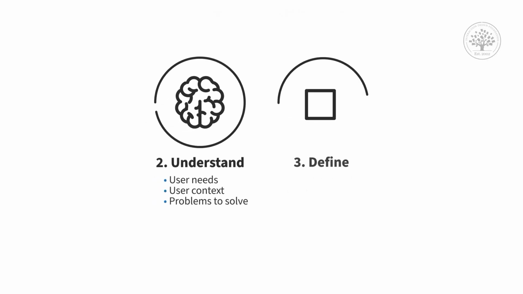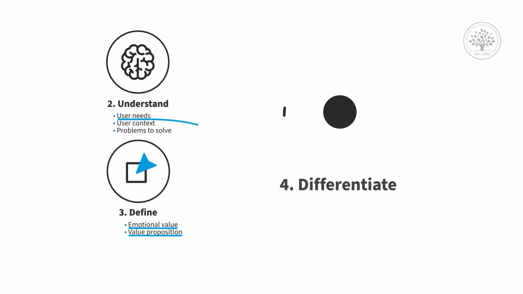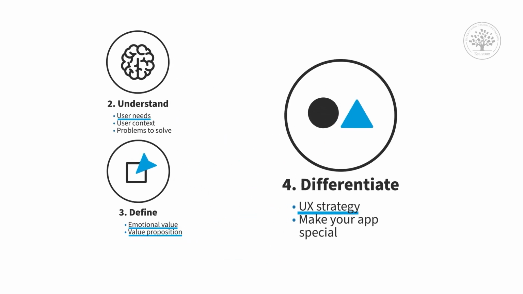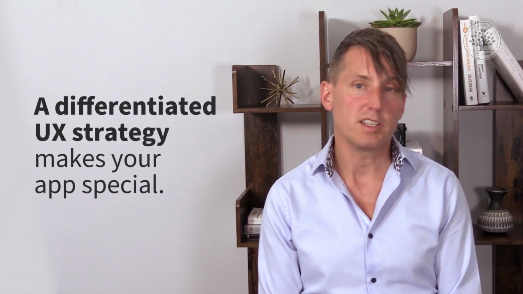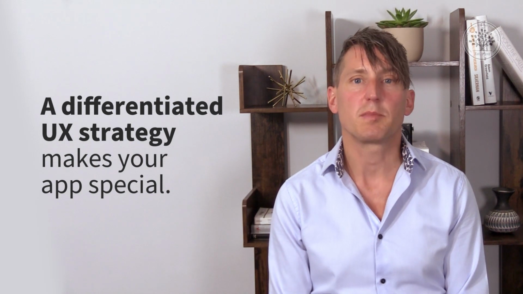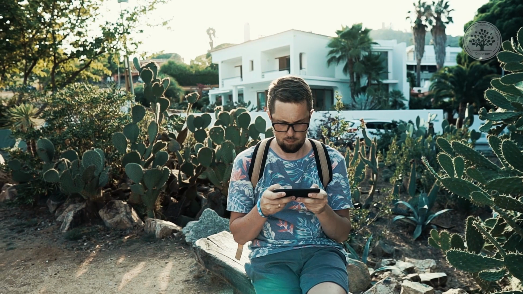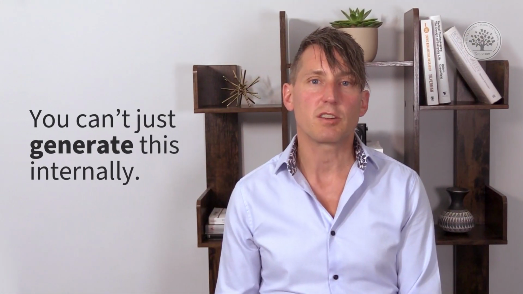So that's step 3. Step 4 is where you take what you've learned from user needs and from defining your value proposition and your emotional value, and you then create a UX strategy that's like a blueprint for when you get to sketching in the next step. So a differentiated UX strategy is something that makes your app special and connects with your users in a special way. And you can't just generate this internally.